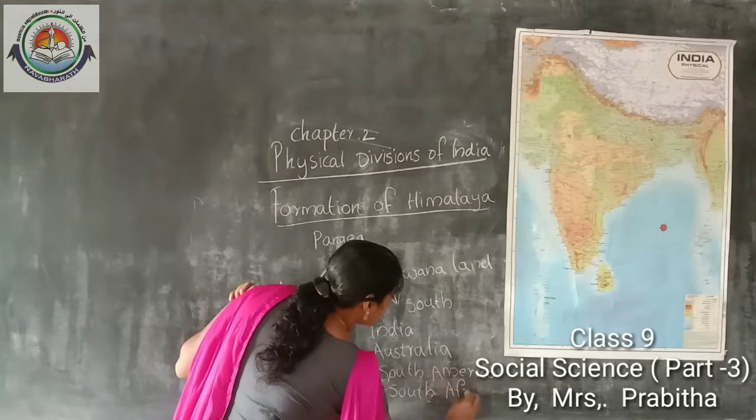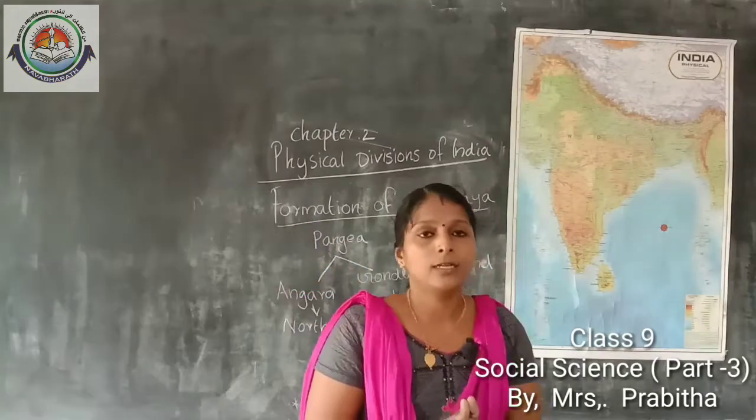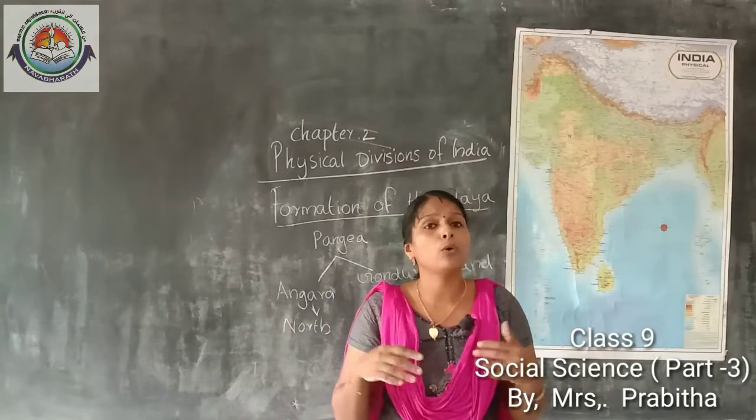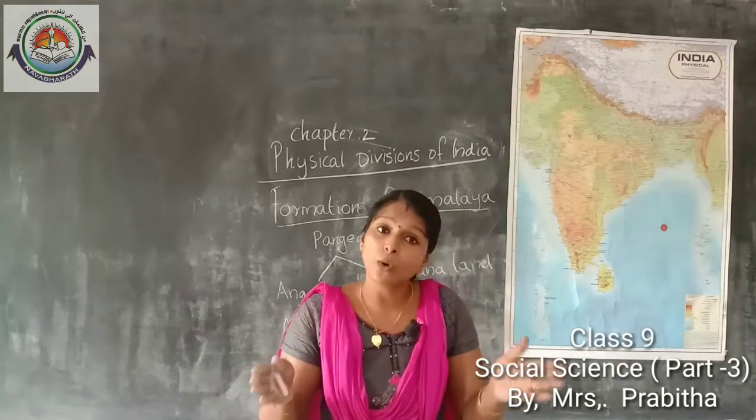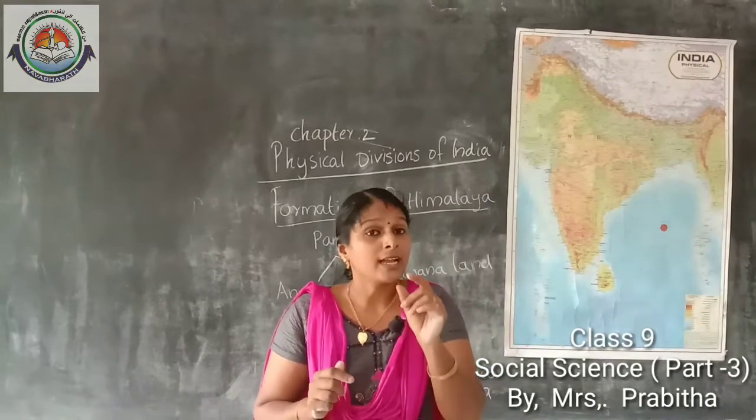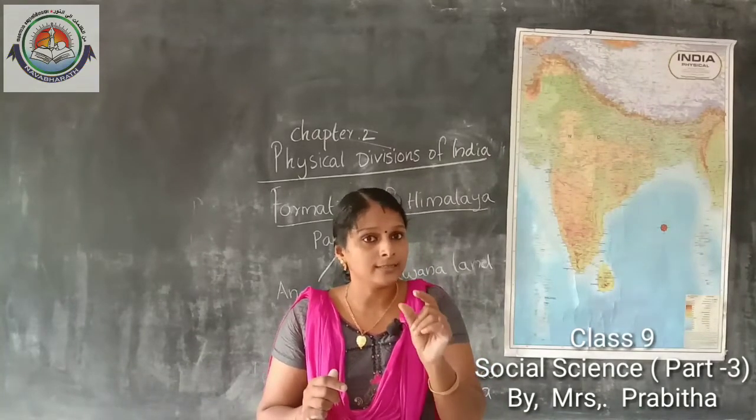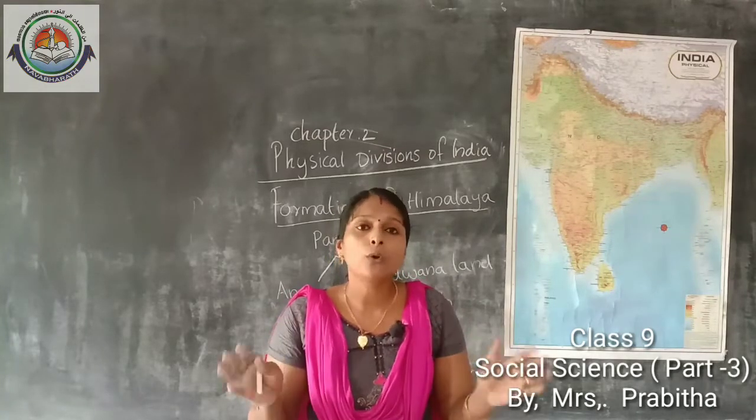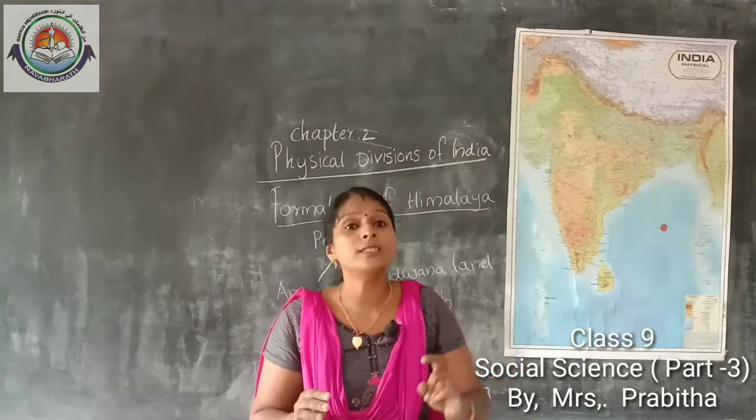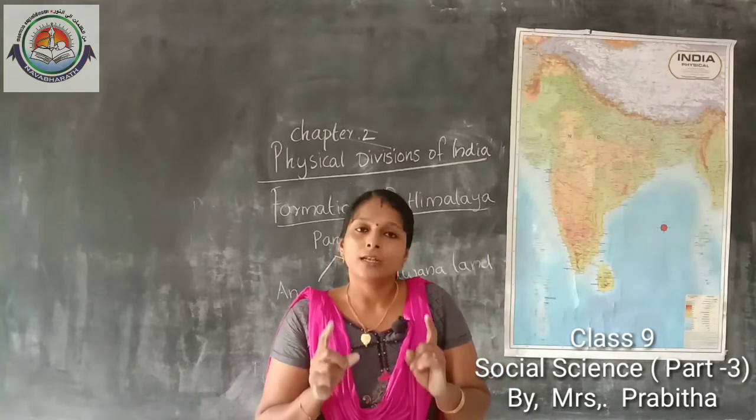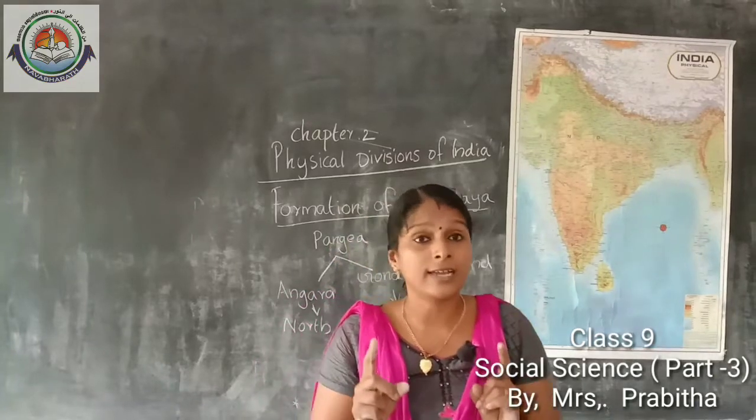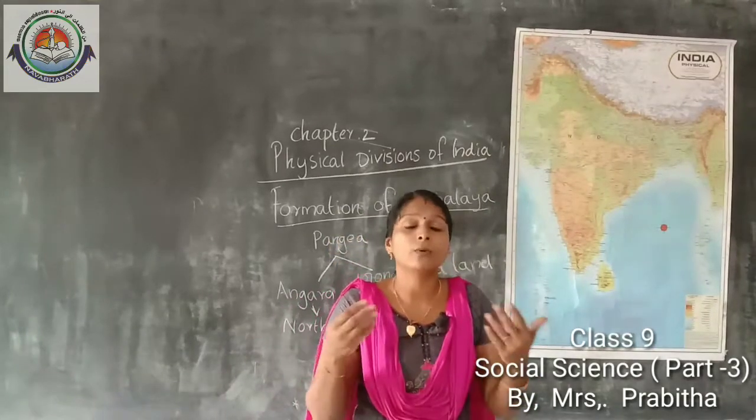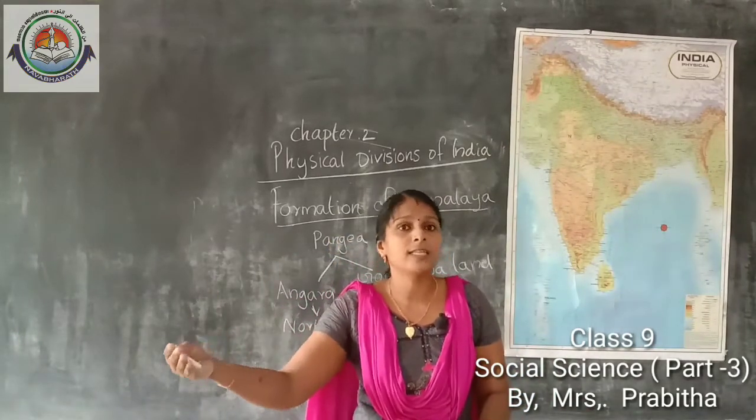Africa were part of this Gondwana land. Due to the convectional current inside the earth, the Indo-Australian plate separated from Gondwana land and moved towards the north. Understood? Due to the convectional current inside the earth, this Indo-Australian plate separated from Gondwana land and moved towards the north.